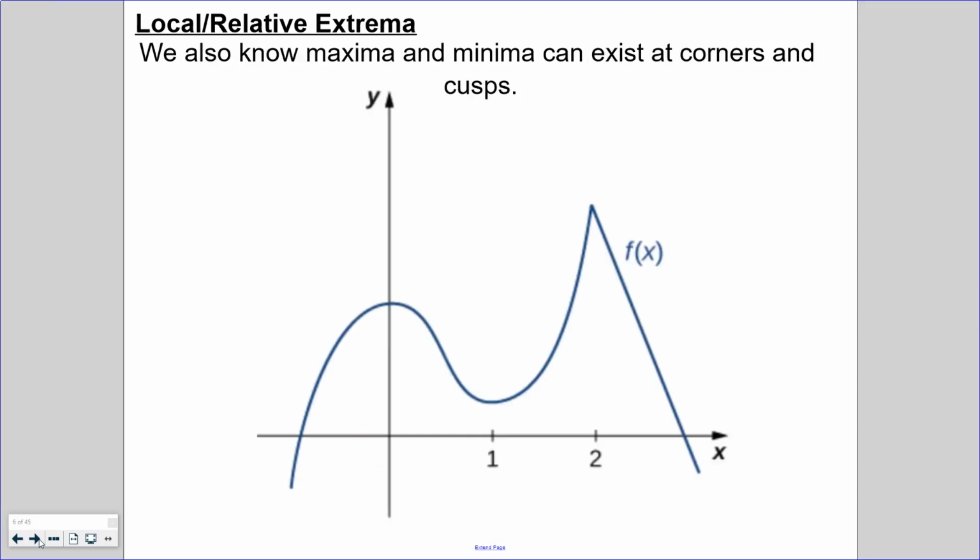Alright, so in addition to peaks and valleys, we also know that we can have maxima or minima at corners or cusps. So if we look at this particular function, we can see that we have a peak here. So we'd have a maximum value. We can see that we have a valley here. So we'd have a minimum. And then finally, we have a peak. And since this is kind of an upward mountaintop peak, this would be a maximum value.